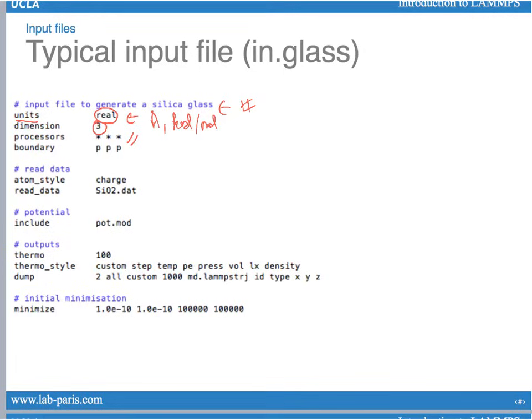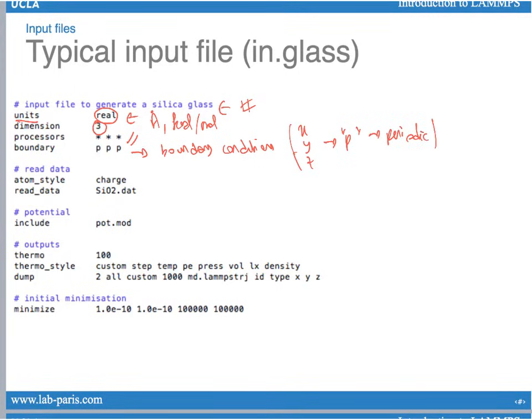The next step is to define what types of boundary condition that you want to use. The boundary condition can be periodic, can be non-periodic, etc. So you need to define for each direction x, y, and z what type of boundary condition you would like to use. Usually we will always use P, which means periodic boundary condition.